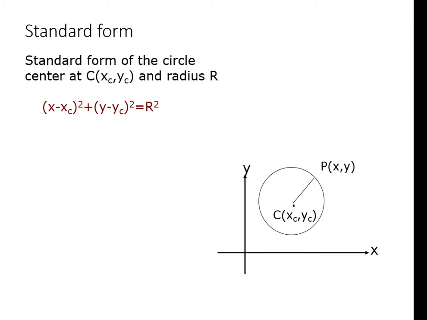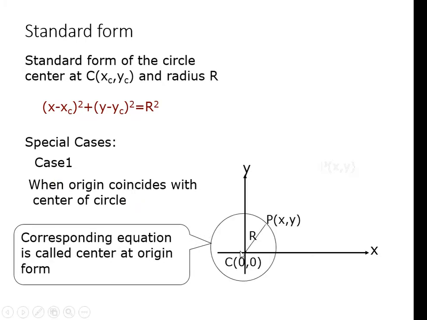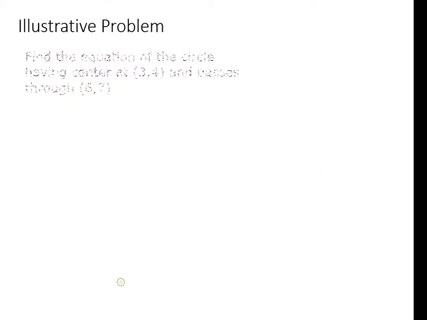Now come to another standard form of circle, a special case, when the center is 0 0. Case 1 is when the origin coincides with the center of a circle. The corresponding equation is called center at origin form or central form. So (x minus 0) square plus (y minus 0) square is equal to r square is the central form.